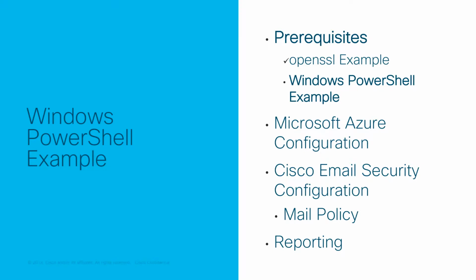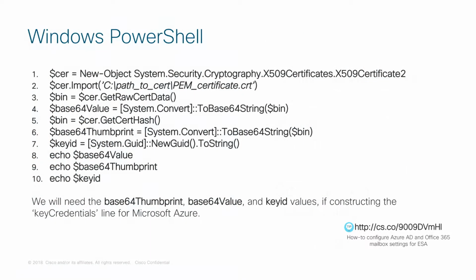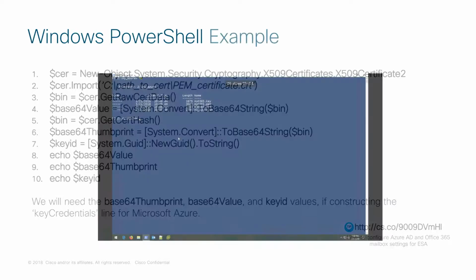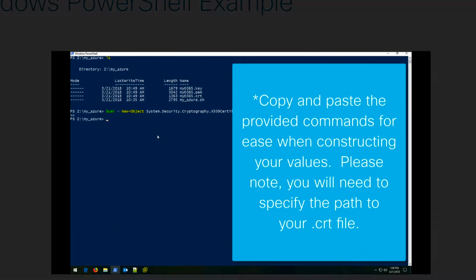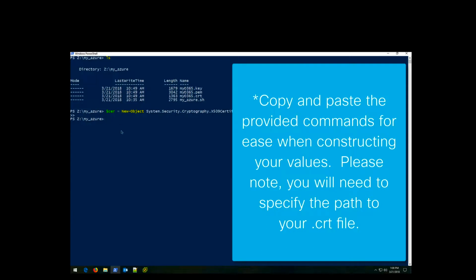For Windows users, if OpenSSL is not available, you can run Windows PowerShell to construct the needed values. Copy and paste the 10 commands provided directly into Windows PowerShell. These will generate the needed values for the base64 thumbprint, base64 value, and generate a key ID. Again, these values will be needed for the upcoming Azure configuration section. Please see the document noted from the on-screen tip for full details and assistance in generating the key credentials section.